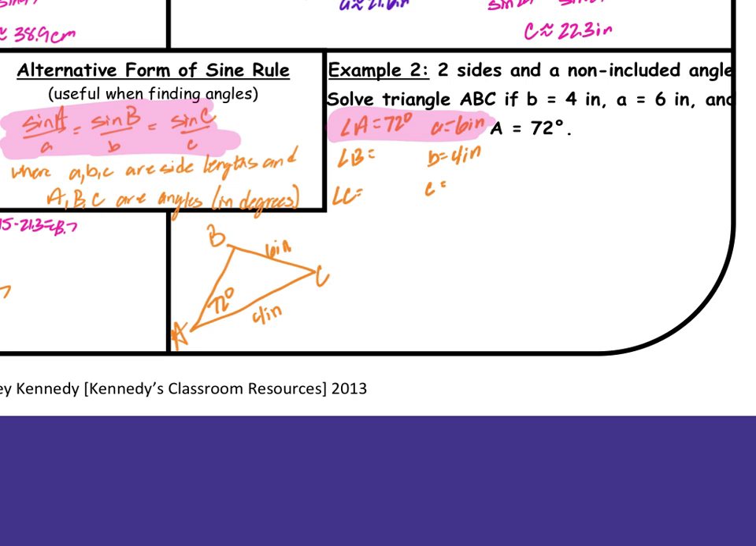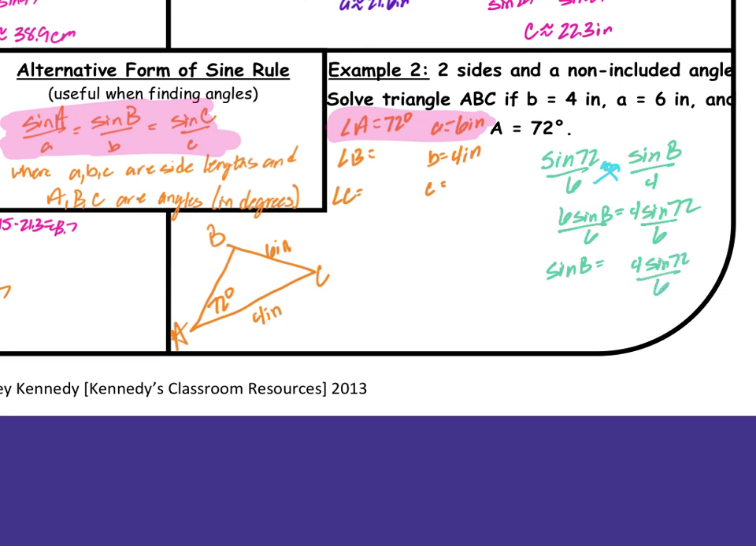So I've got, let's see, sine of 72 over 6. And the only other little piece of information I know is a b. So I'm going to find sine of b over 4. So cross multiply. And I get 6 sine of b equals 4 sine of 72. Make sure I did that right. Yes, I did. Divide by 6. So sine of b equals 4 sine of 72 divided by 6.